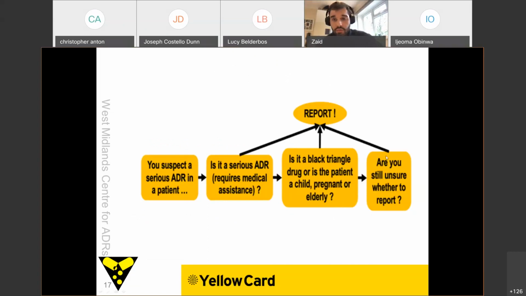So thank you for that. Following on from what Joe has been talking about in that video, we have this diagram here. This quite nicely sums up the thought process that should be going through someone's mind when they look at an ADR or suspect an ADR, and the general foundations of what you should be thinking about when you look at an ADR. So next slide, please.